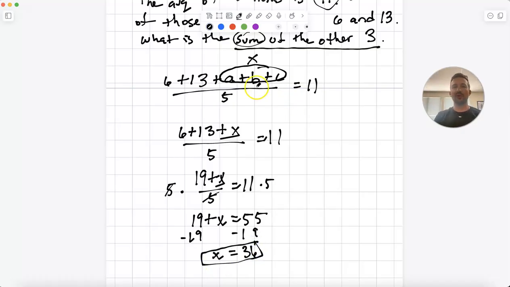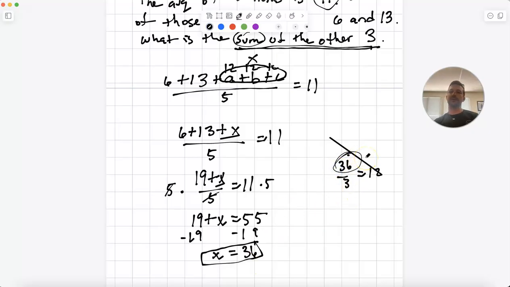Okay, and there we go. That's what the sum of these are. Now, if you were wondering what each one of them is, I don't know, but if you divided 36 by 3, you could say they're probably around 12 each. But I wanted the sum of them, so 12 plus 12 plus 12 is 36.